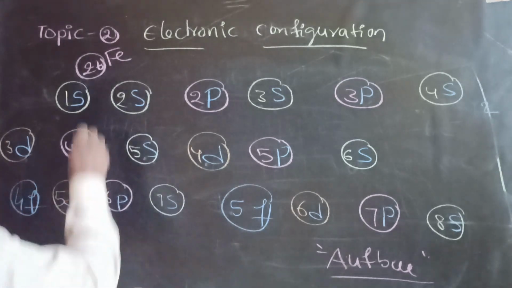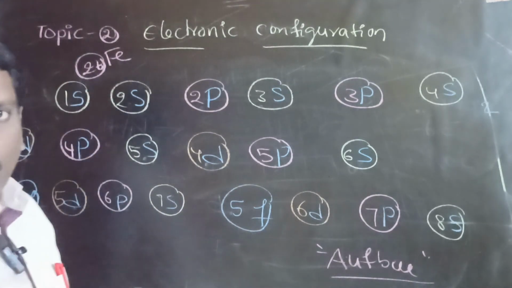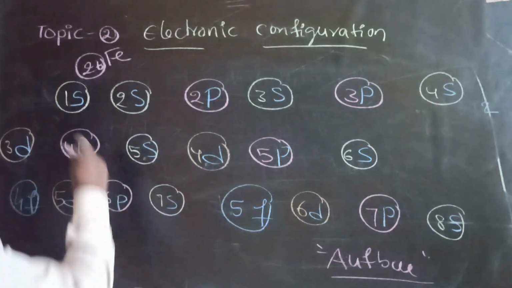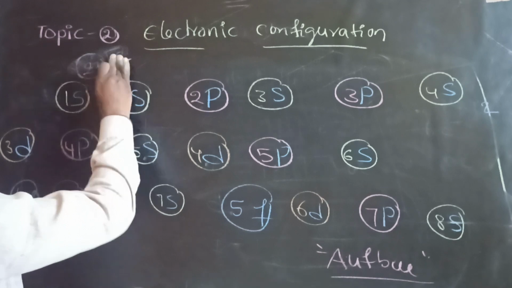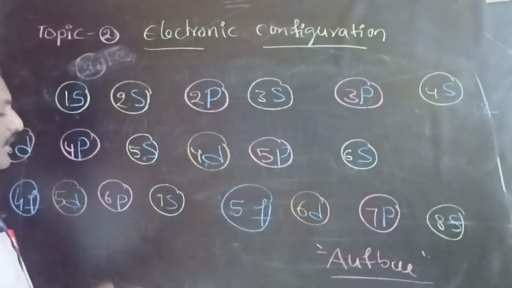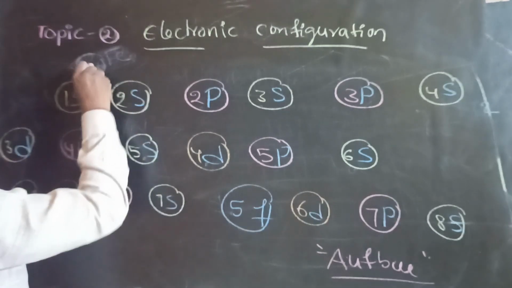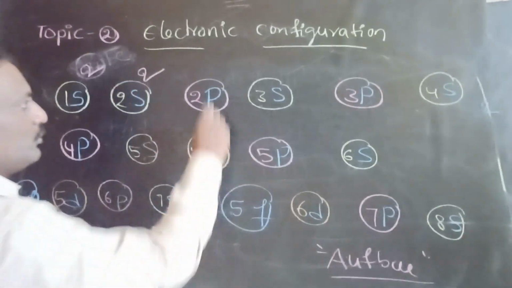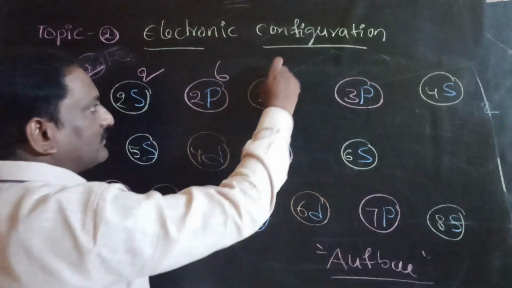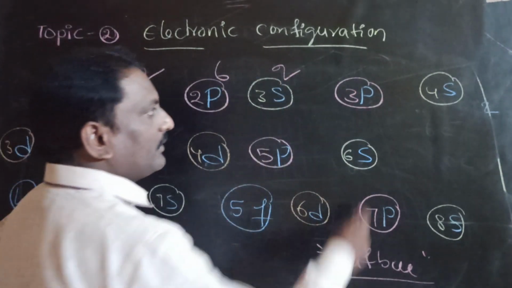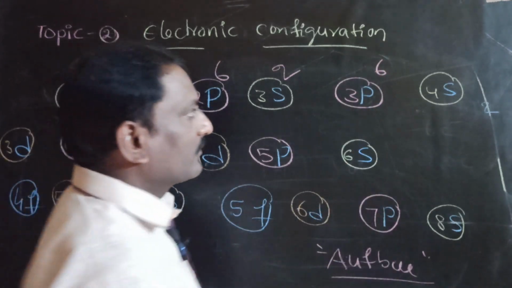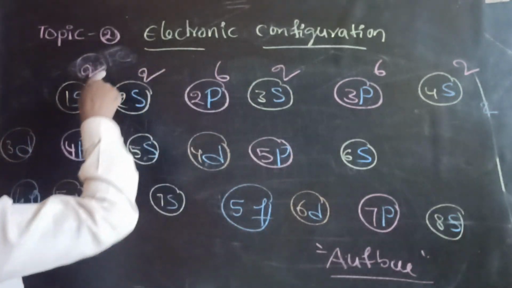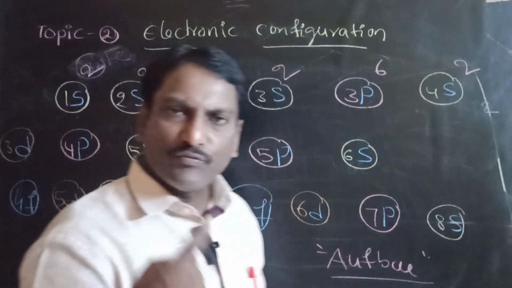So let us fill the electrons. Iron has 26 electrons. We need to distribute 26 electrons in these orbitals, right? s capacity 2 electrons: 1s2, again 2s2, 2p6, 3s2, 3p6, 4s2. Up to this, 20 electrons completed, remaining 6, because the atomic number of iron is 26.